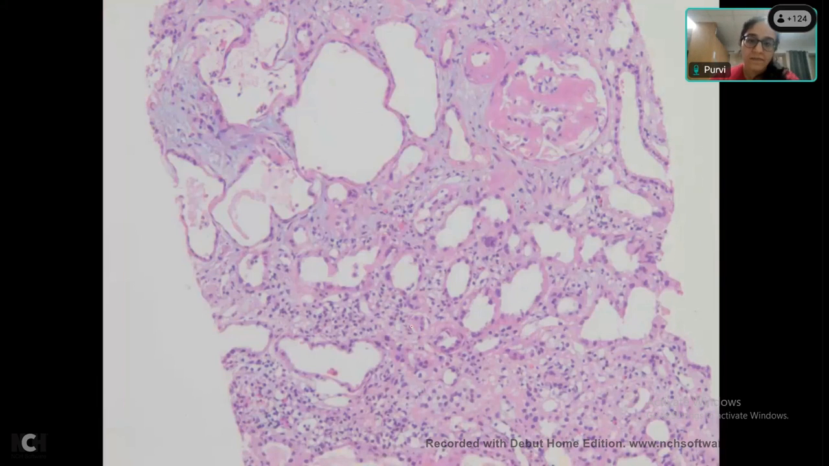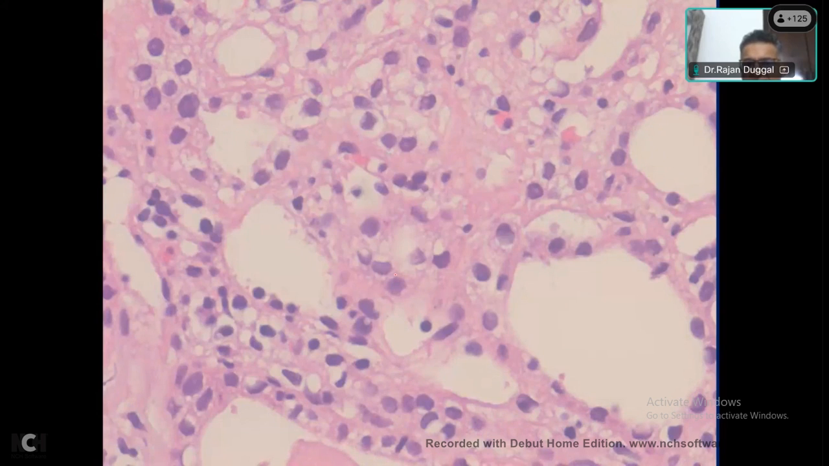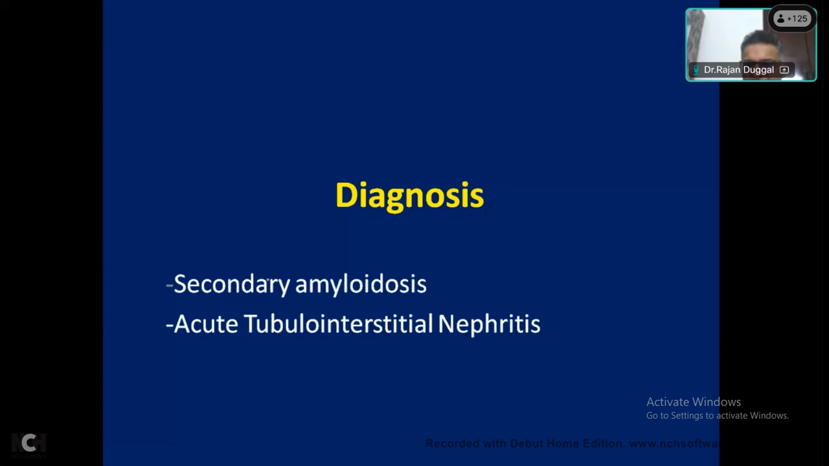Sir, yes, we have seen tubular damage. Okay, so we are seeing dilated tubules with simplification of tubular lining. There is interstitial expansion, and you can see there are eosinophils also. These are tubules which are separated. There is interstitial infiltrate. There are eosinophils in the biopsy.